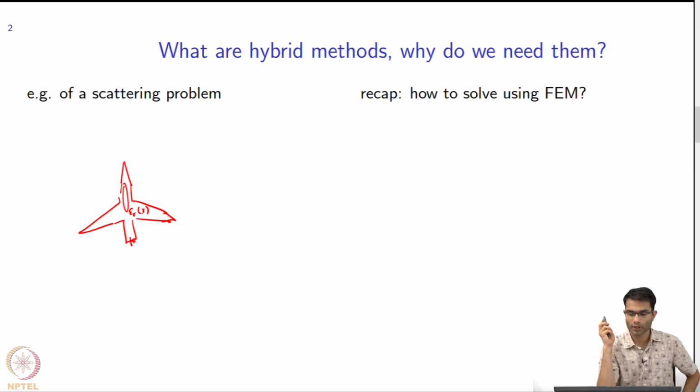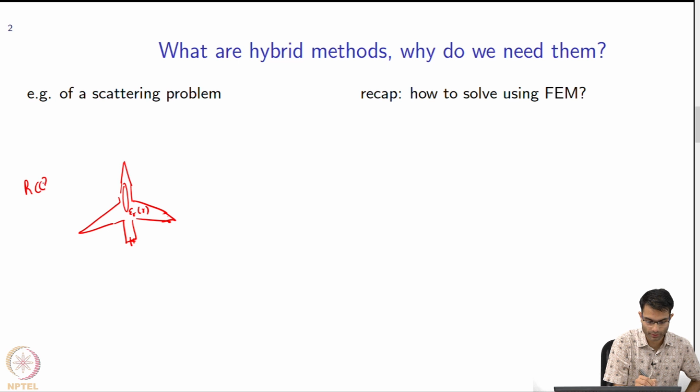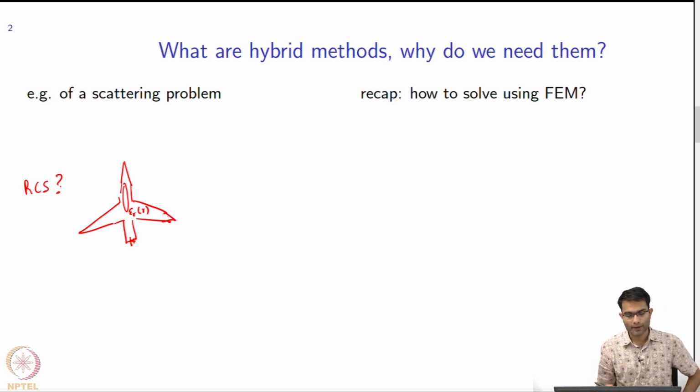So if I wanted to solve this problem, I am asking what is the RCS of this problem. This is the problem that I want to calculate. Now if I wanted to solve this problem using FEM, how would I do it? You don't have to list all the steps, but what is the main step?